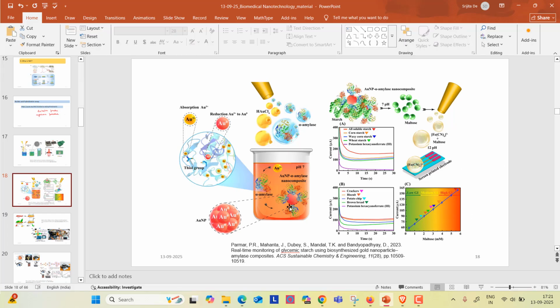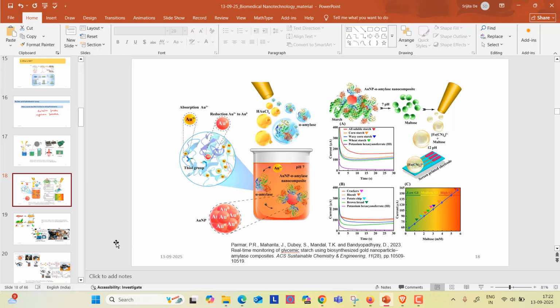What they have done, they have synthesized a nanoparticle and alpha amylase nanocomposite, and now when starch is given as a sample to this nanoparticle, this starch hydrolyzes with this alpha amylase, and for that there is a response change in the current. Okay, so this is how this electrochemical sensor works. You can go through this paper, then you can understand the principle of these POCD devices.